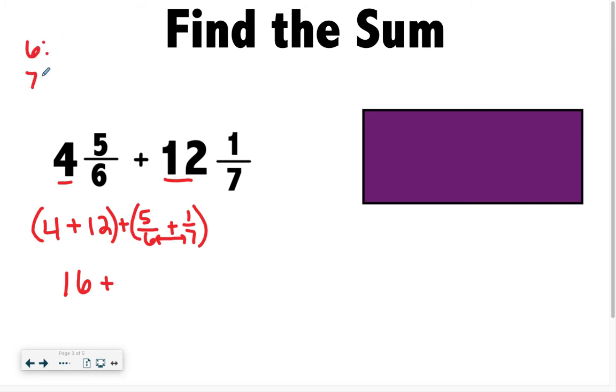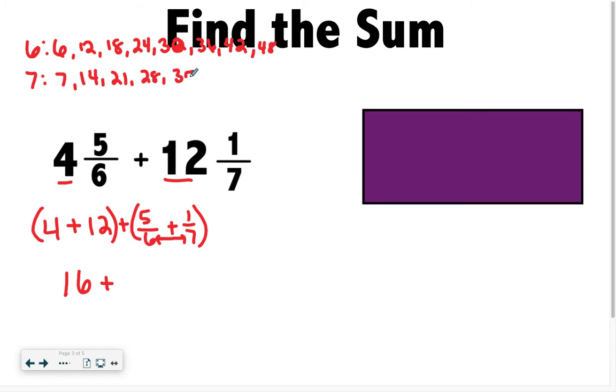So let's talk about multiples of 6. It'd be 6, 12, 18, 24, 30, 36, 42, 48, and I can keep going, but I think I already have a match. Multiples of 7: 7, 14, 21, 28, 35, 42. So I see that 42 is what my common denominator can be. And that was 6 times 1, 2, 3, 4, 5, 6, 7.